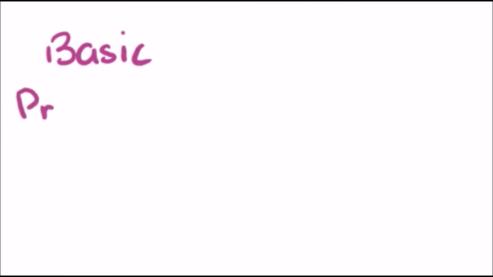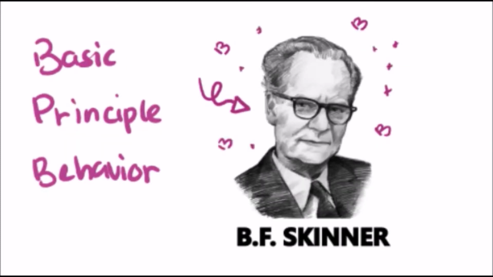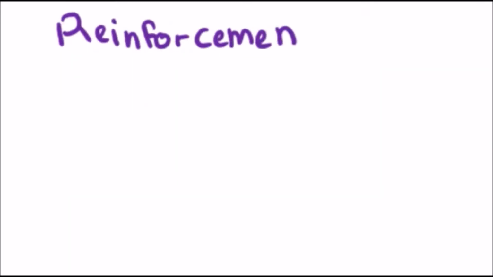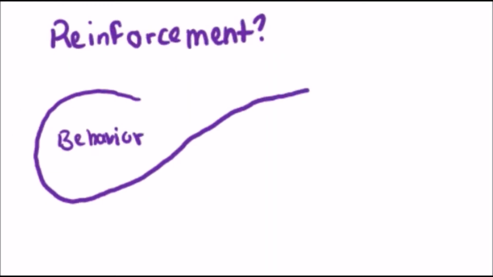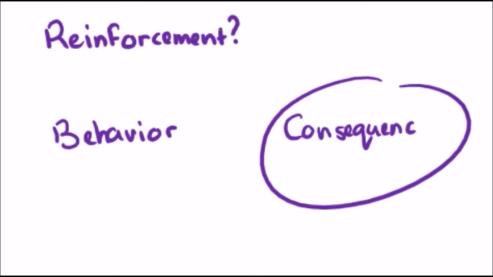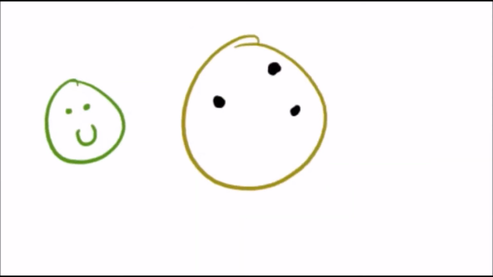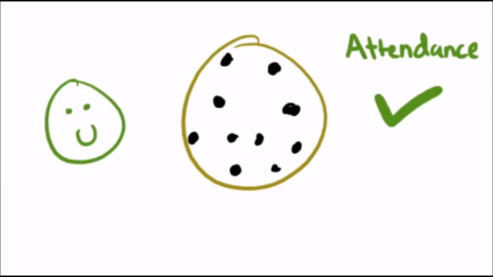What is reinforcement? Well, it's a basic principle of behavior that was developed by our best friend Skinner. To define reinforcement, it is a behavior followed immediately by a consequence or a reinforcer. Reinforcers result in behavior to be strengthened, which is known as operant behavior. For example, every time I come to class, I get a cookie, I am more likely to attend classes.